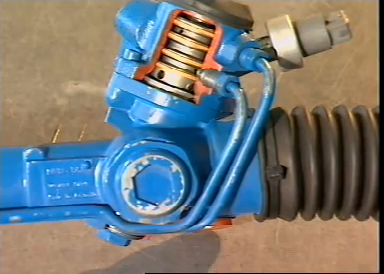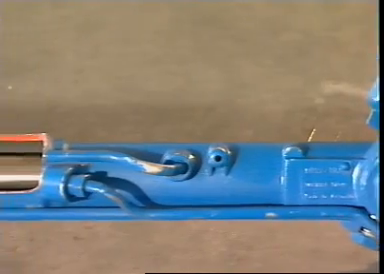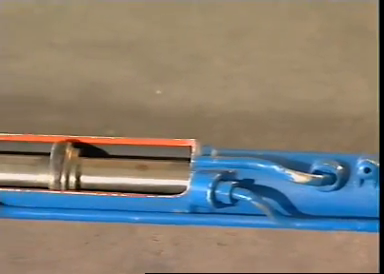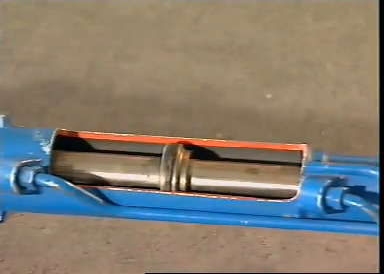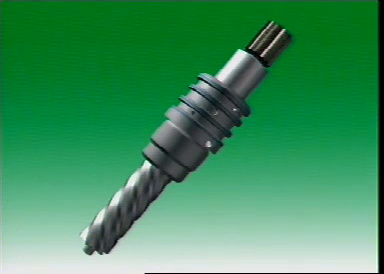Connecting pipes transfer fluid from the rotary valve housing to one side of the piston or the other to provide assistance which acts directly on the rack. The rotary valve is located between the steering gear input shaft and the pinion gear.